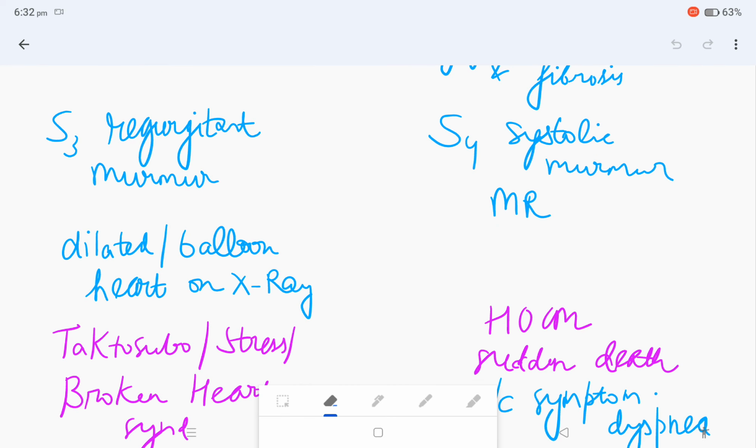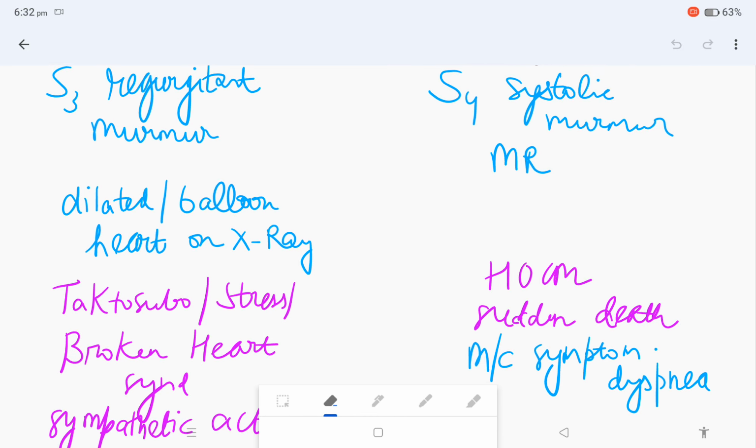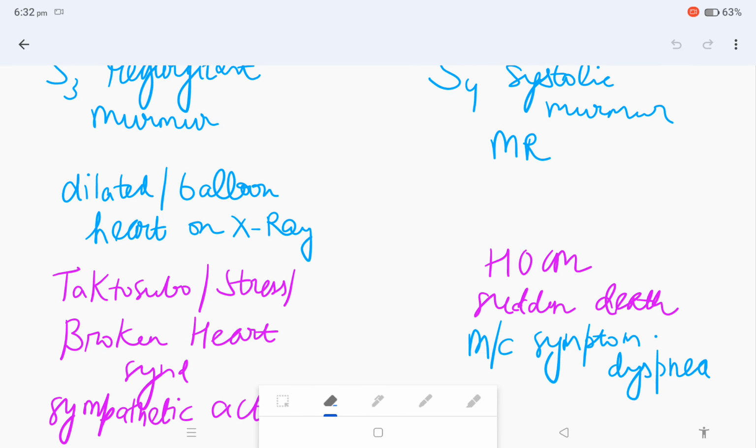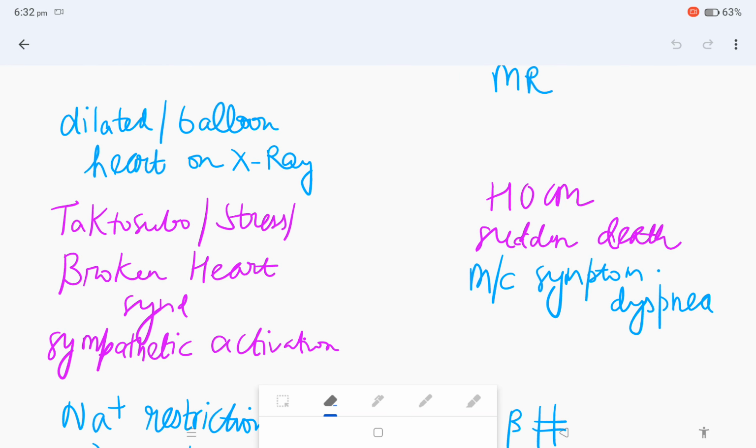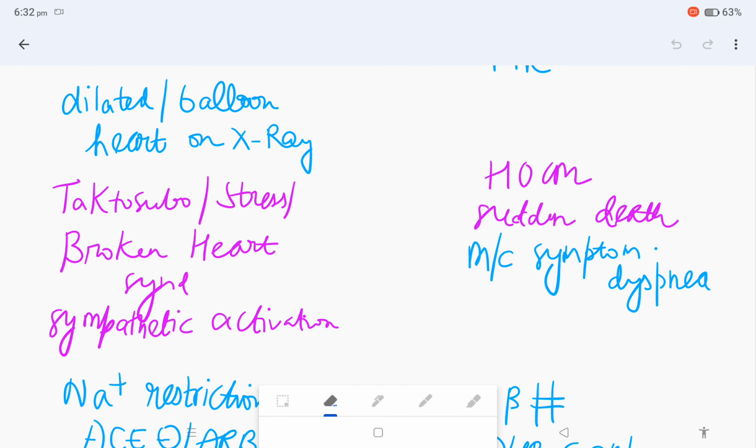Then dilated or balloon heart on X-ray is seen in the dilated cardiomyopathy. And one variant in the dilated one is Takotsubo or stress or broken heart syndrome. It is due to sympathetic activation. While in the hypertrophic cardiomyopathy, we have HOCM and it can lead to sudden death. And the most common symptom is dyspnea.